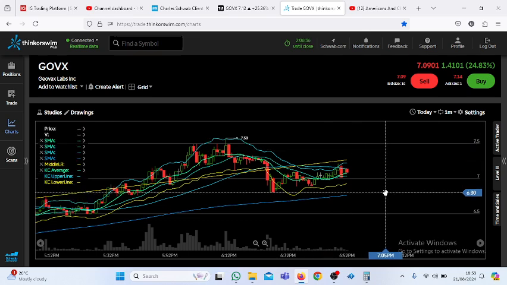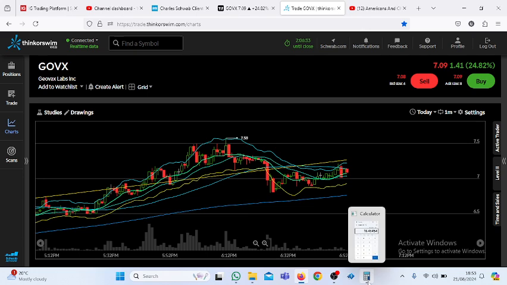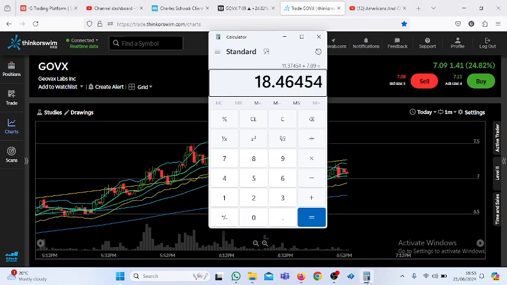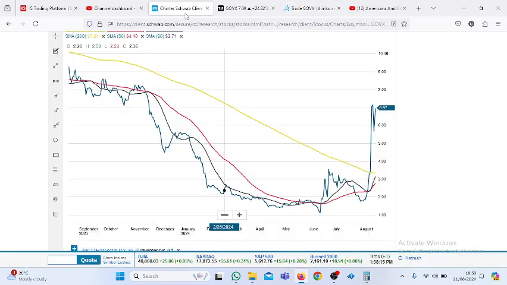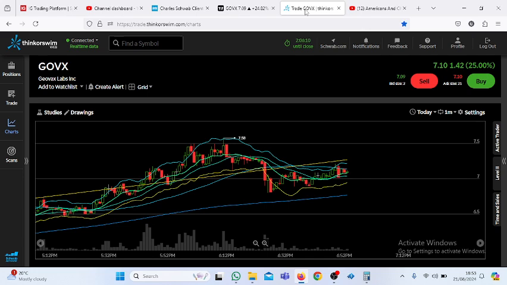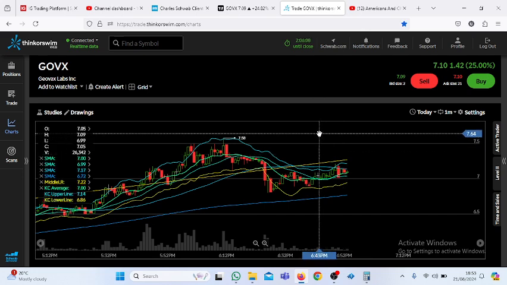So the projection we have for GOVX all the way towards 18.46. That is really ambitious. There isn't enough justification, and there isn't enough reason to suggest that it will get to such levels. But the fact that it pulled back and didn't come anywhere close to its very short-term moving averages on its daily chart is a positive.